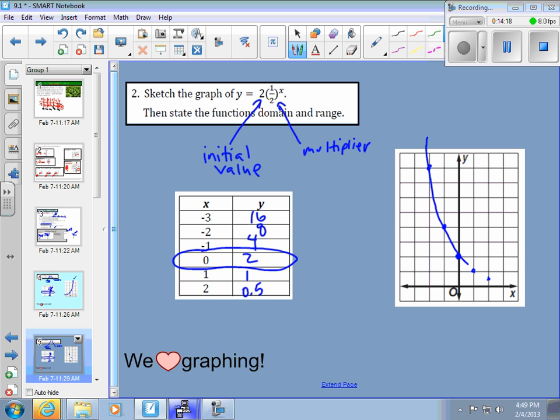This one is decreasing. This one is an example where it decreases rapidly. We call that exponential decay. And we're going to talk a little bit more about exponential growth, like we had on the last problem, and exponential decay tomorrow. So for tomorrow, we'll continue looking at exponential functions.